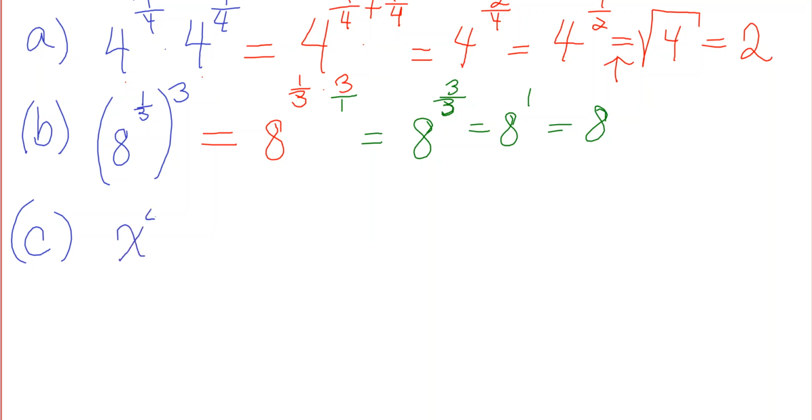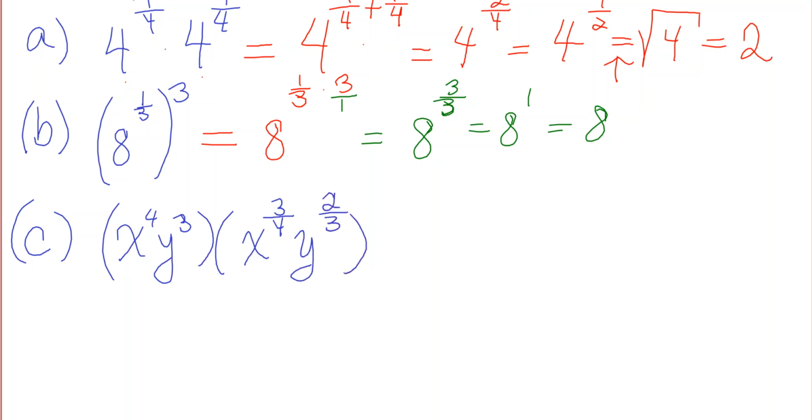So say I have x to the 4th times y cubed, and that's all being multiplied by x to the 3/4 and y to the 2/3. Woohoo! So hopefully one of the things you remember about multiplication is that 2 times 3 is the same as 3 times 2, and this means I can rearrange this in any order that I want. So I'm going to put all my x's next to each other. So I'll have x to the 4th times x to the 3/4, and then my y's next to each other. So I have y cubed times y to the 2/3.